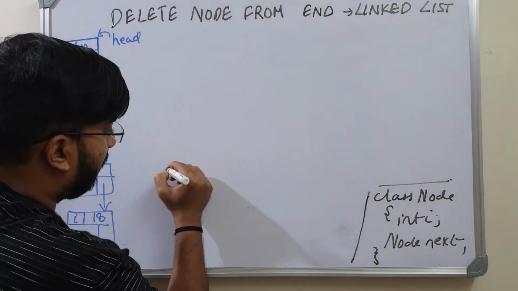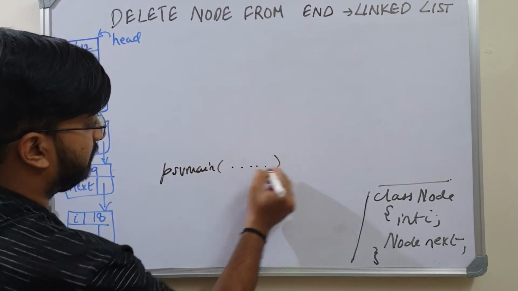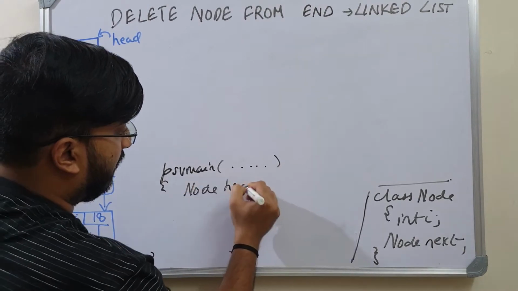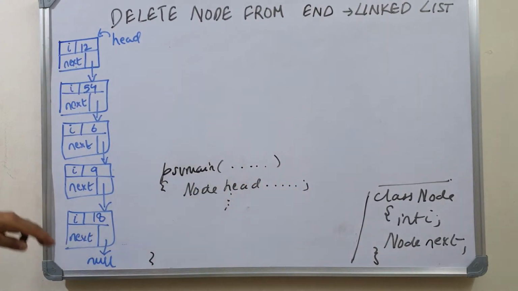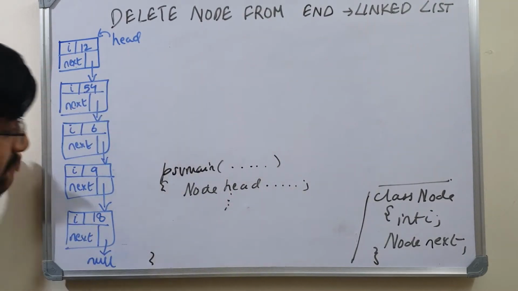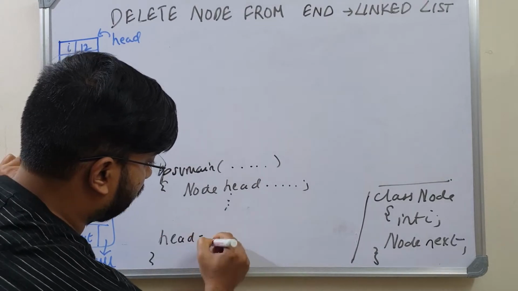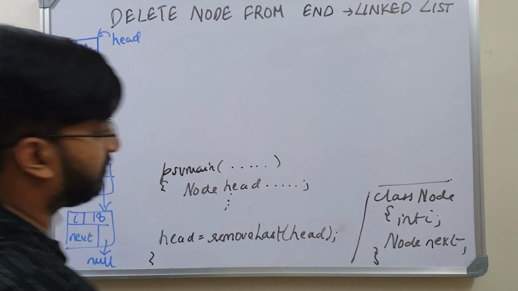So suppose this is my main method. I'll say public static void main String args. Okay, I have a Node head. There were some insert operations on the head and I got this list. Now I want to call a method that takes in the head, removes the last node and returns the head. So I'll say head is equal to removeLast and pass the head.